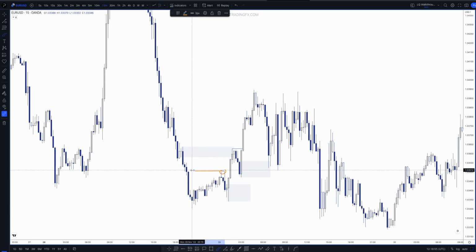Look left. Did it react from anything? And yes, we know there'll be some supply in here, but on this time frame, that's not really a valid supply zone, right? It's just bearish candles all trading lower. So not really something I'd be interested in.